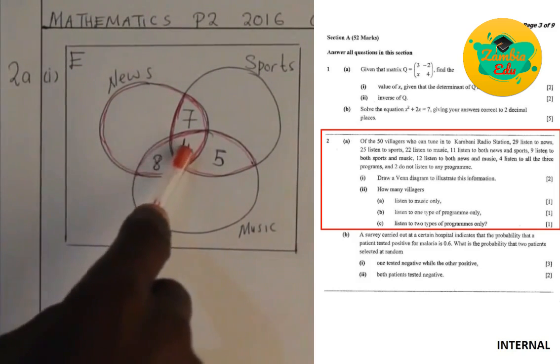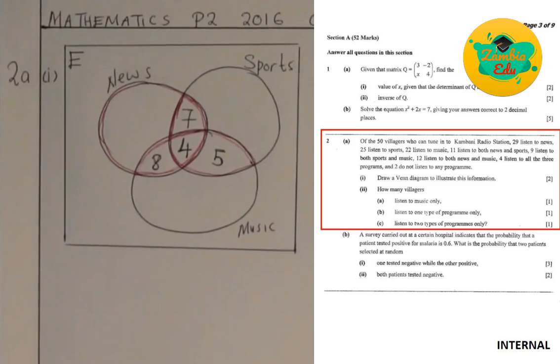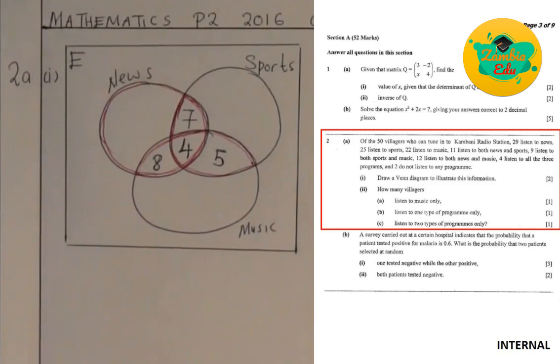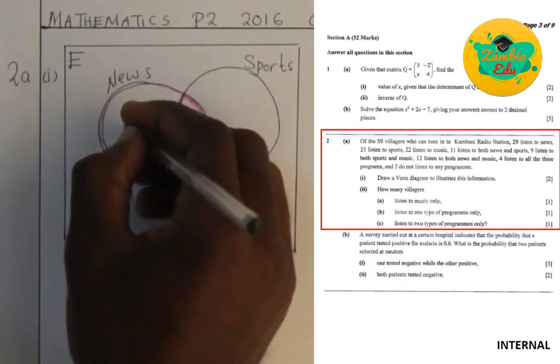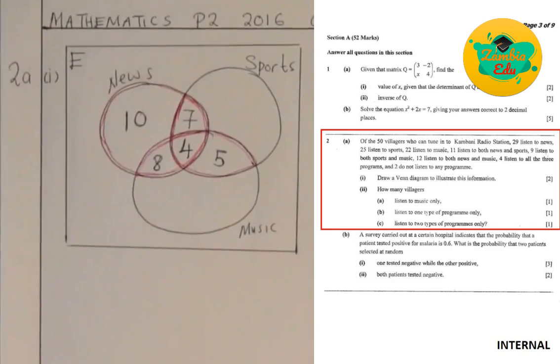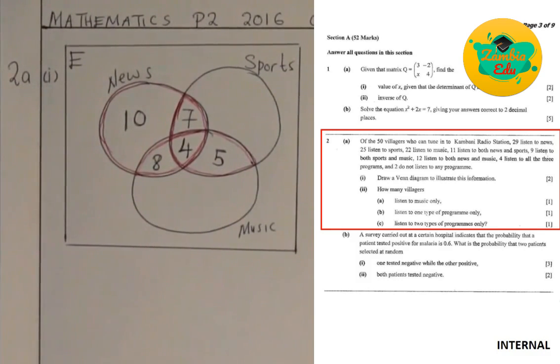We have 8 plus 4, which gives us 12. 12 plus the 7 gives us 19. So we're going to subtract 19 from 29. And when we do that, what we discover is that we are going to have a 10. So when we add all these values that are in the circle for news, the total is going to be 29. We now move on to talking about sports.